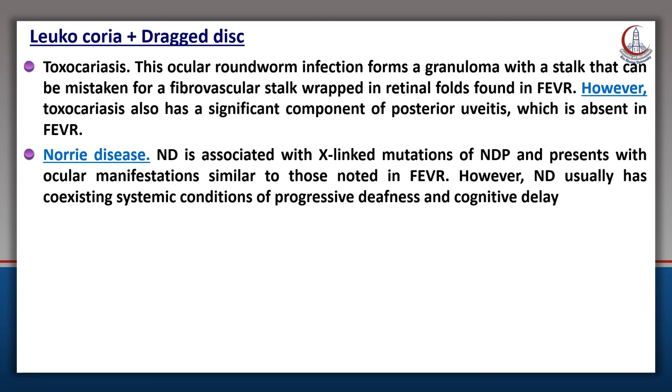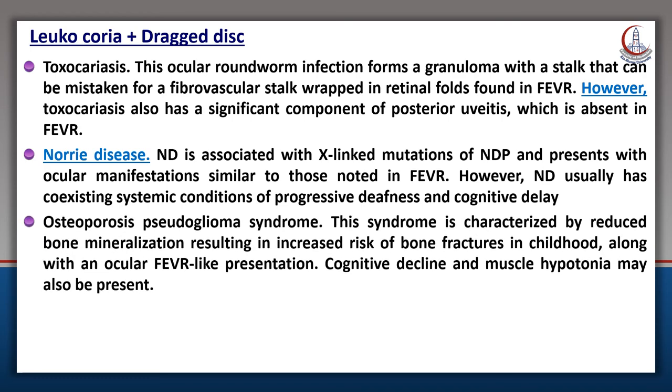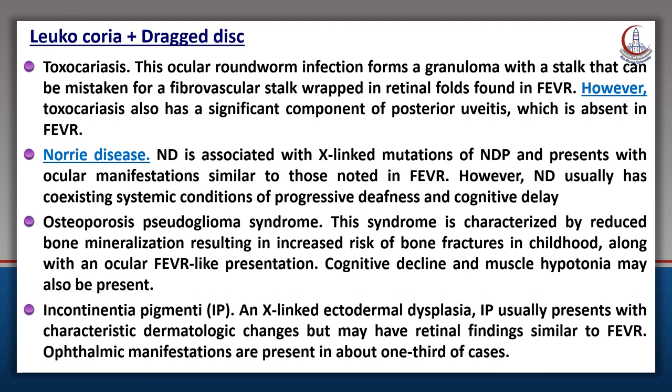Another cause for leukocoria with an intact disc is Norrie disease, which is associated with X-linked mutations of the Norrie disease protein, and it has some ocular manifestations, but also has systemic conditions of progressive deafness and cognitive delay. Also, another cause is osteoporosis pseudoglioma syndrome, which is characterized by reduced bone mineralization, resulting in increased risk of bone fractures in childhood, along with an ocular familial exudative vitreoretinopathy-like presentation. Also hypotonia and cognitive decline may be present.